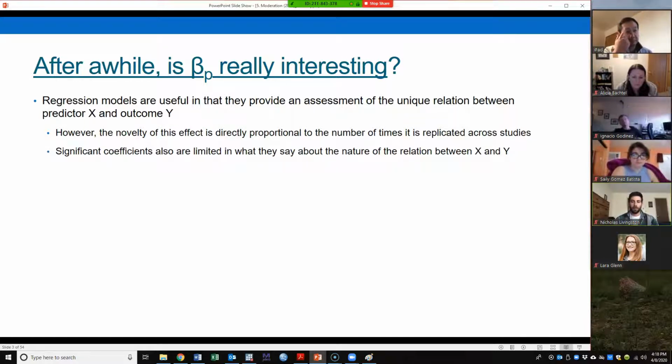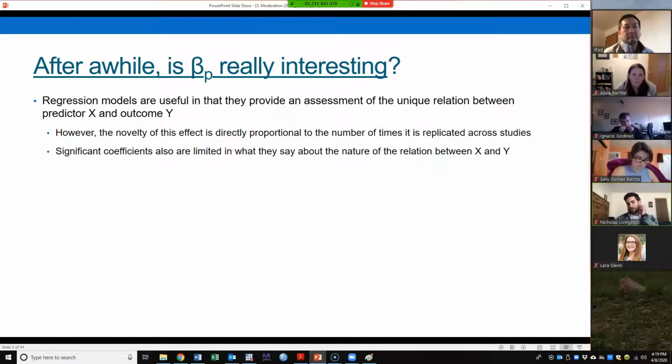After a while, if Nick comes up with a thesis that says, hey, I'm going to look at the relation between impulsivity and substance use, does anybody care about Nick's thesis? No, it's not interesting, because we already know this, right? And our standard regression models are pretty limited in detecting or asking questions that move beyond kind of horse race stuff.